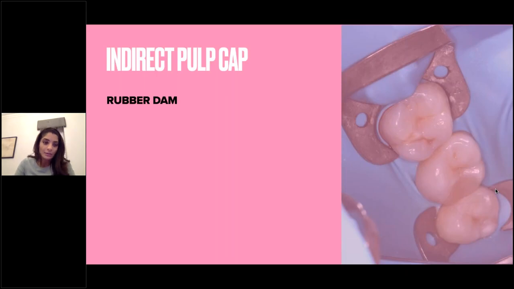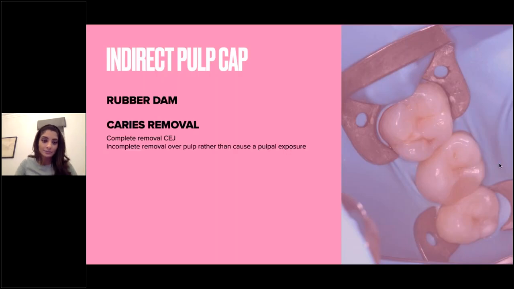Indirect pulp caps and even direct pulp caps rely on the fact that we're going to get a very good seal with our restoration. So, for example, our composite restoration has to be really well sealed on the margin for us to not get leakage and then not get caries progression underneath pulp capping materials. So rubber dam is really essential.